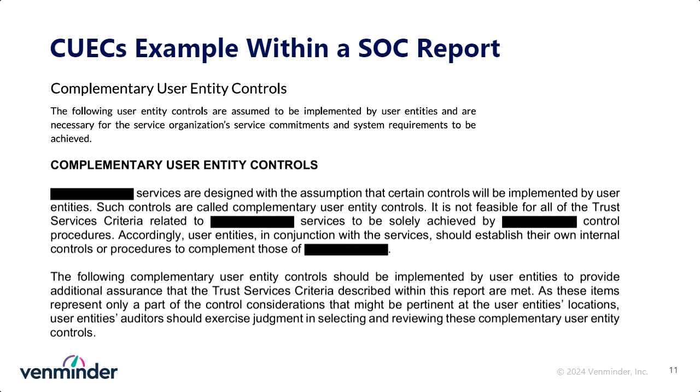The next example is similar. It says services are designed with the assumption that certain controls will be implemented by user entities. Such controls are called complementary user entity controls. And it goes on to talk about how they can't obviously do everything, that there are some things that have to fall back on the users. And so you want to make sure that you're reading the paragraph before the complementary user entity controls so that you can understand, are they truly CUEs or are they something else? Are they required or not? Because there's obviously a different approach when something is required versus recommended.